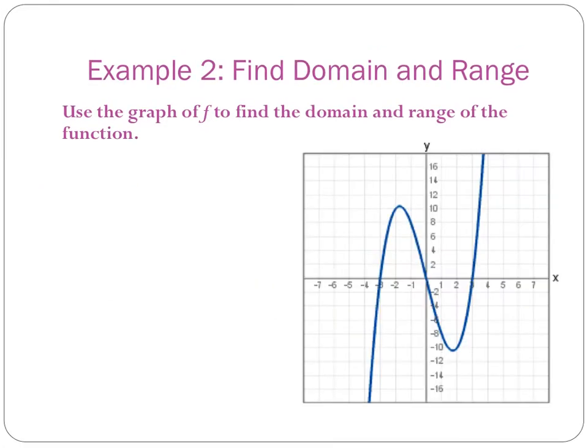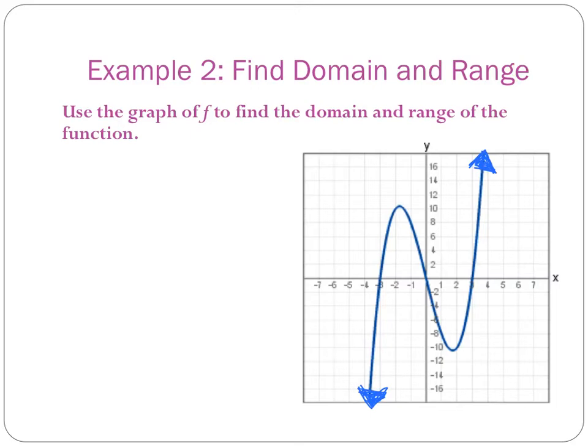In example 2, part C, we're asked to find the domain and range. Use the graph of f to find the domain and range of the function. Now, we're going to assume that the graph is going to continue on in the direction it is moving. So we will put arrows at the end of each of these pieces of the function. This part of the graph right here is moving down and to the left, just like this piece of the graph is moving upward and to the right.